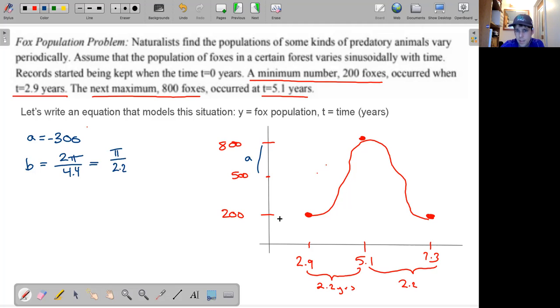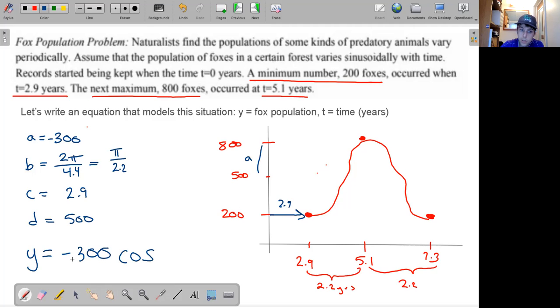Doesn't really matter. C value, where did we start? We shifted to the right 2.9, so that's my C value. And D, my midline is at 500, vertical shift of 500. So I have everything I need to write the equation. Negative 300 cosine, it's reflected cosine, so we have a negative there. We have pi over 2.2 times x minus 2.9 plus 500. So there we go. That's the equation that models this situation.